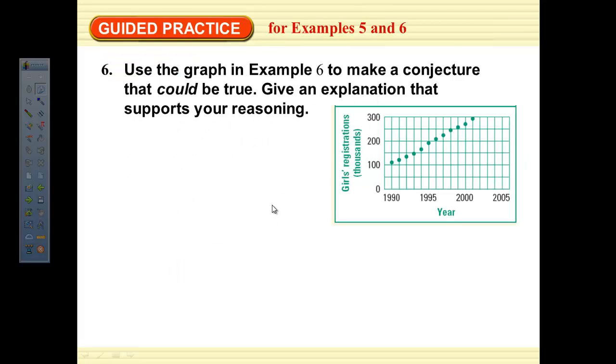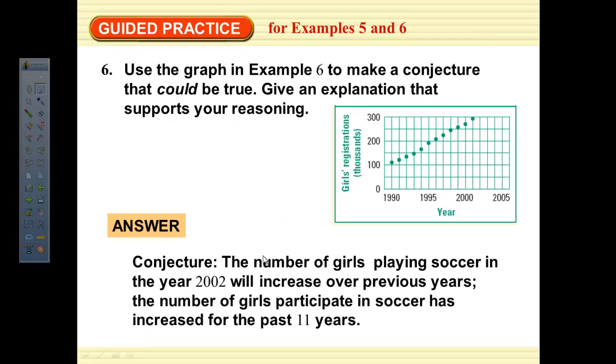And using the same graph, we can make any kind of conjecture. We could say the participation in girls soccer will continue to increase in the years to come, something along those lines. And again, the number of girls playing soccer in the year 2002 will be more than previous years, and the reason for that is that the number of girls participating in soccer has increased every year for the past 11 years. So that's it for this one.